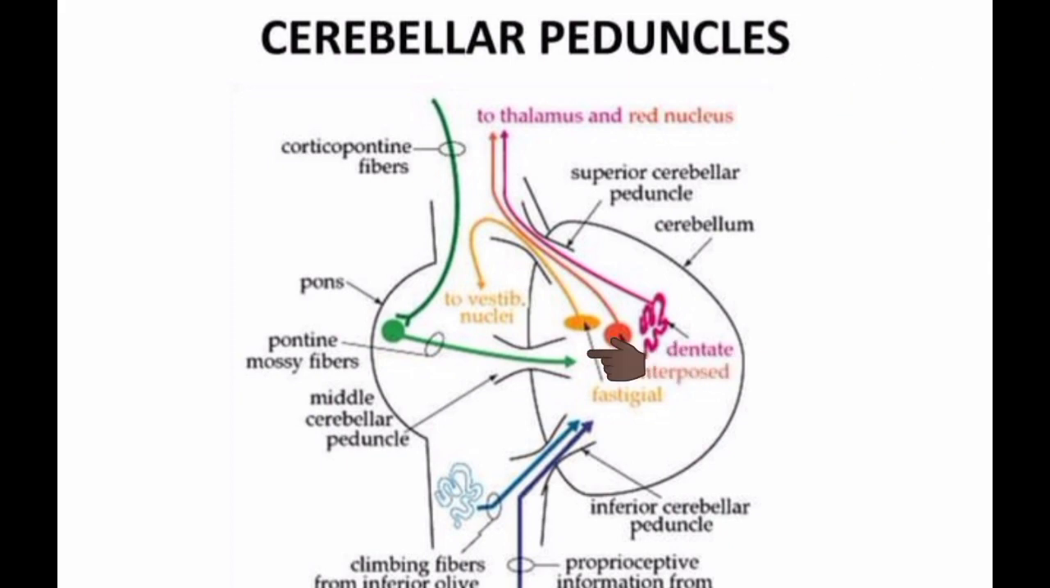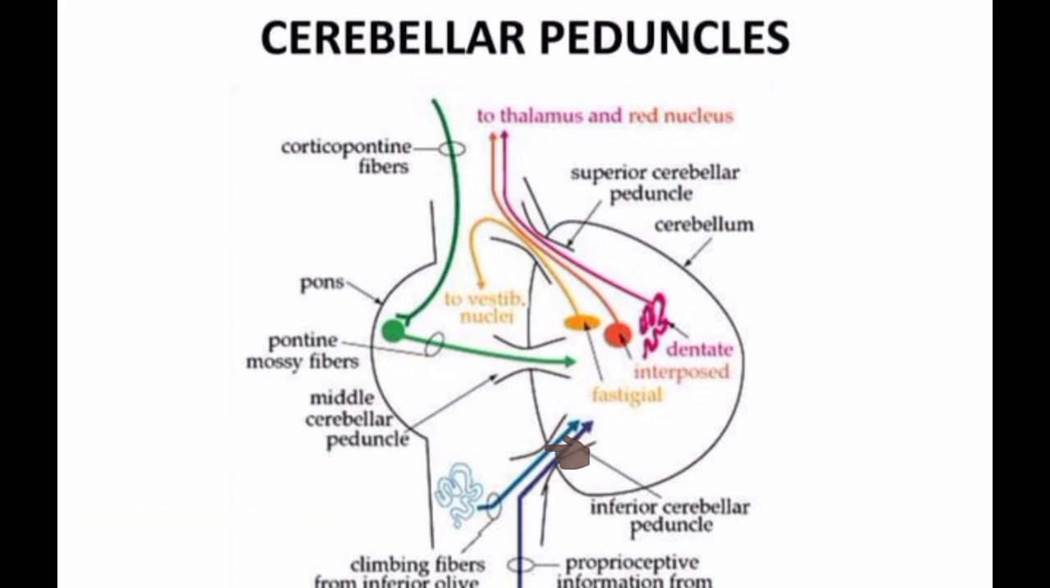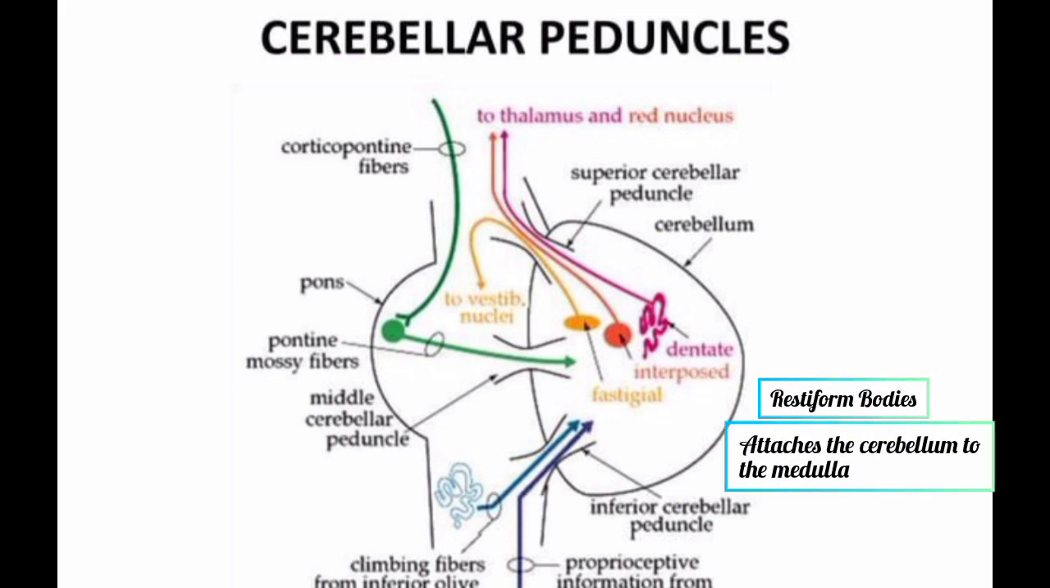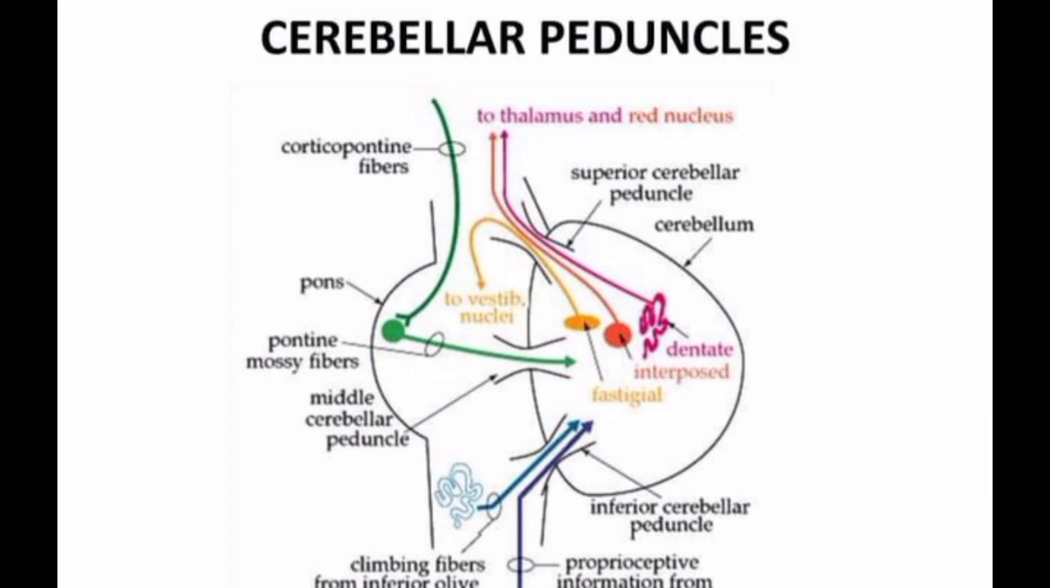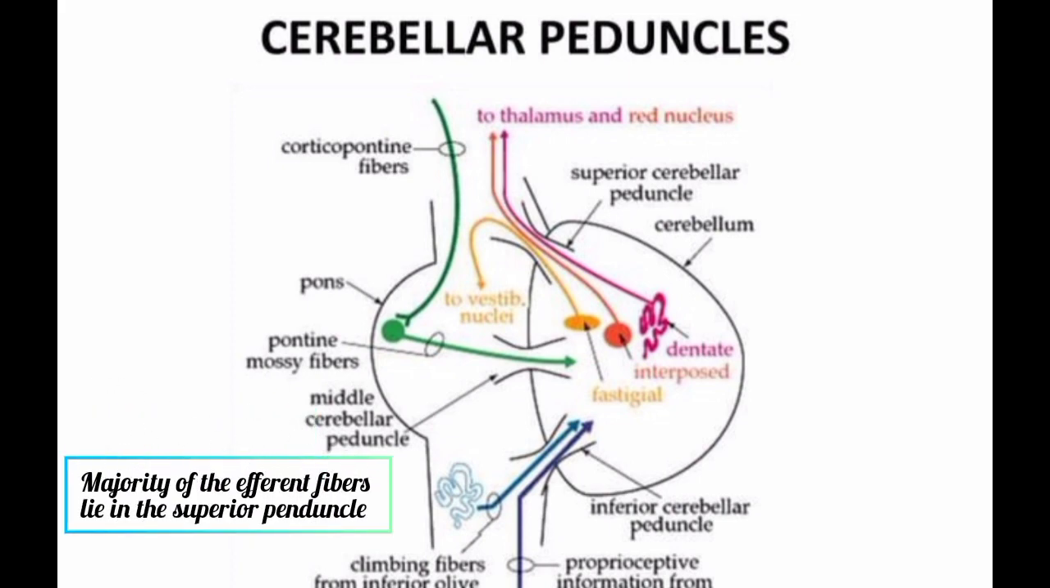The second one is the middle cerebellar peduncle. The middle cerebellar peduncle is also known as the brachium pontis, which attaches the cerebellum to the pons. The third one is the inferior cerebellar peduncle, which is also known as the restiform body and attaches the cerebellum to the medulla. All the peduncles contain afferent fibers, but the majority of the afferent fibers pass via the middle and the inferior cerebellar peduncle. Now, the majority of the efferent fibers lie in the superior cerebellar peduncle.